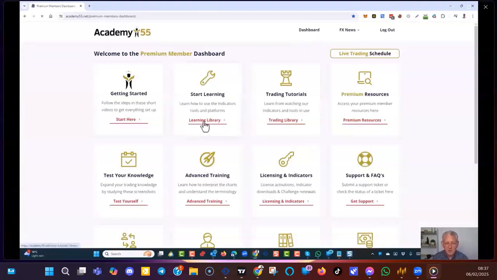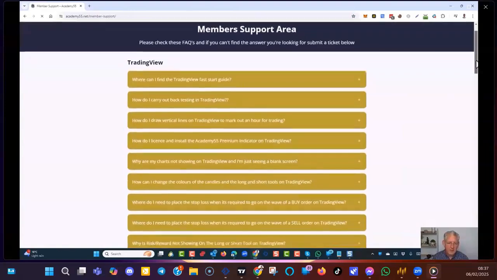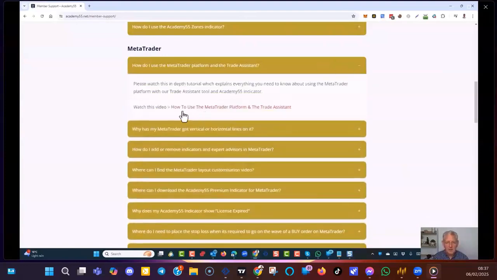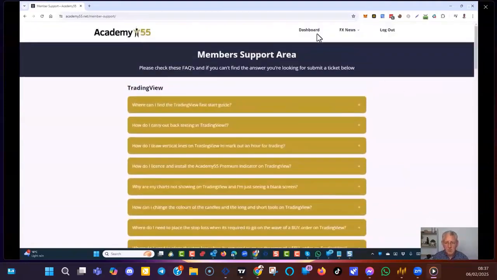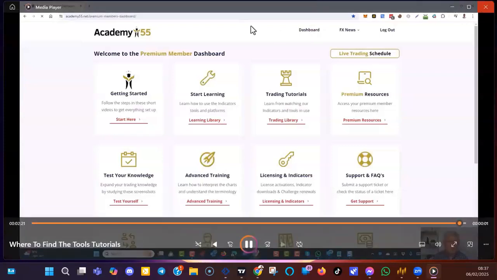Now, one more thing to mention here. If you're looking for anything in particular, come down to the support section, click on Get Support, and in this area you'll find a detailed FAQ section. For example, if you're looking for an answer to a question about MetaTrader, have a look through these, and once you click through you'll find direct links to videos that give you answers to most of the questions that we get asked on a regular basis. So hopefully you found this useful, and back to your further training. Thank you, Steve.